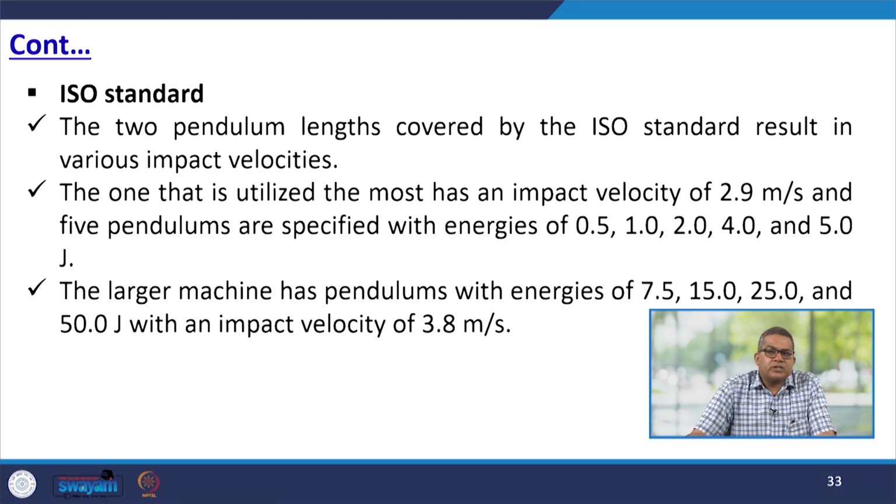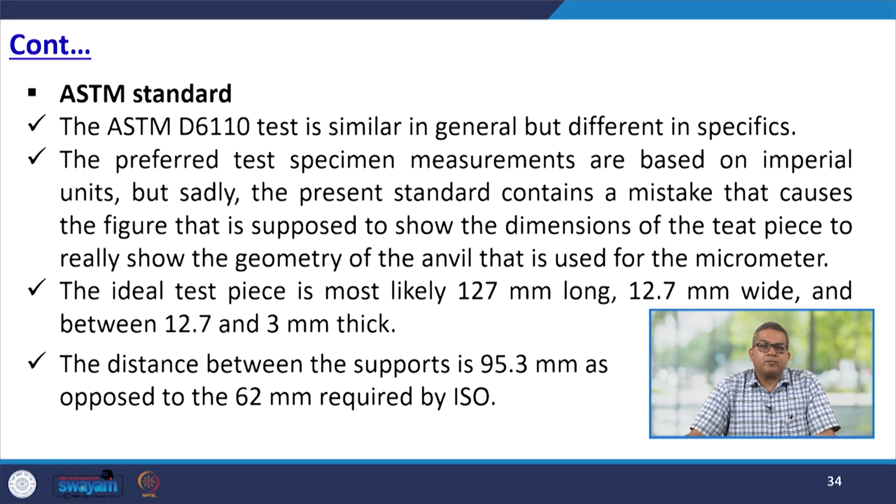Let's talk about the ISO standards. The two pendulum lengths covered by the ISO standard result in various impact velocities. The one that is utilized the most has an impact velocity of 2.9 meters per second, and five pendulums are specified with rated energies of 0.5, 1, 2, 4 and 5 joule. The larger machine has pendulums with energies of 7.5, 15, 25 and 50 joule with an impact velocity of 3.8 meters per second.